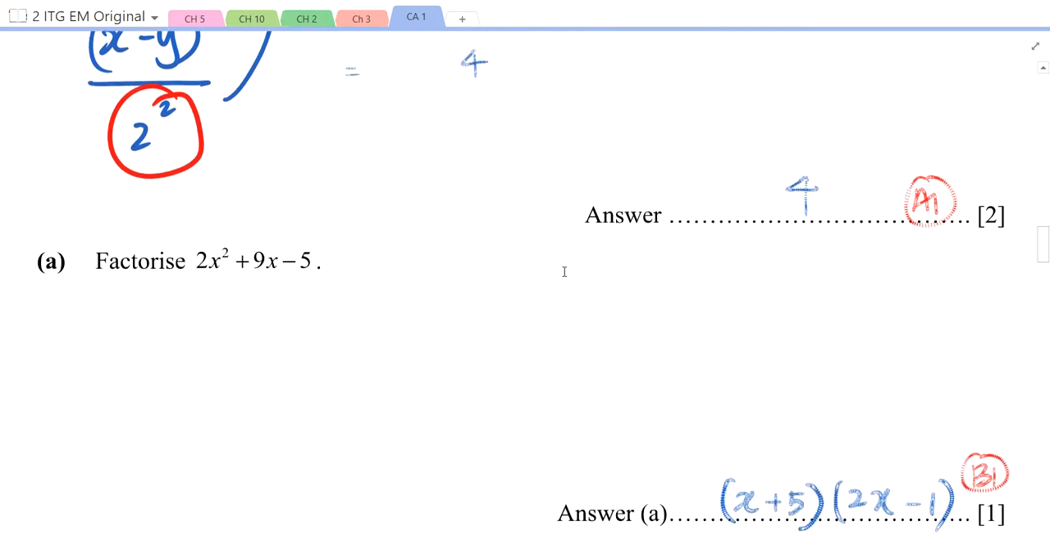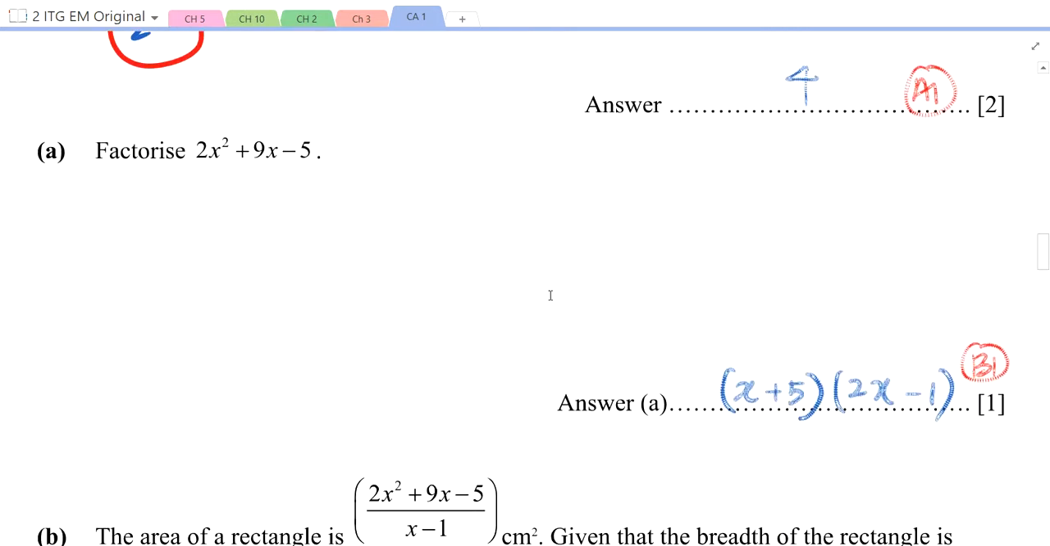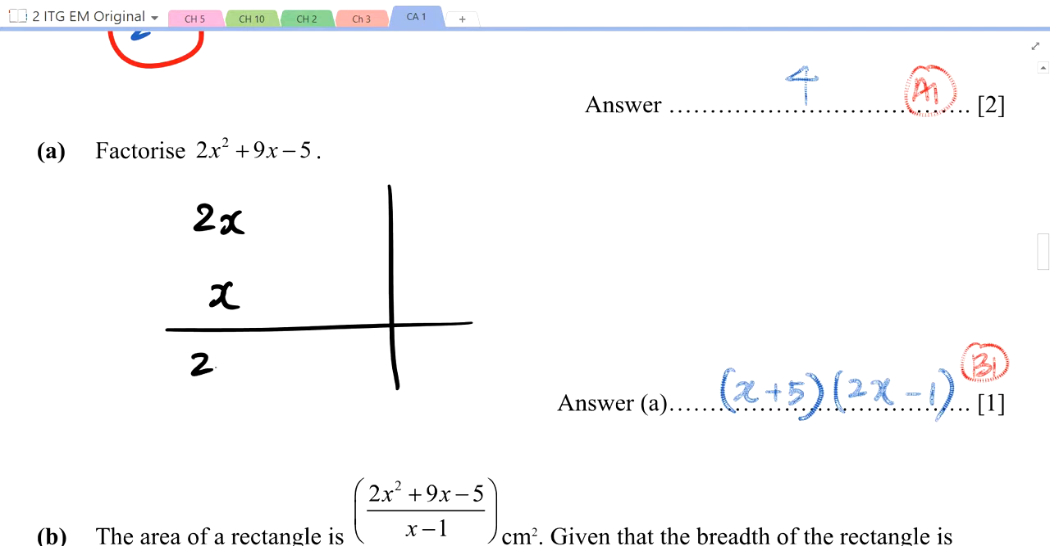2 marks. Okay, this one. Almost everybody got it correct. I'm very happy with this question. Those who didn't get it correct means you did not have enough practice. So let me do it for you now. 2x, x, to give us 2x squared. Negative 5 and 9x.